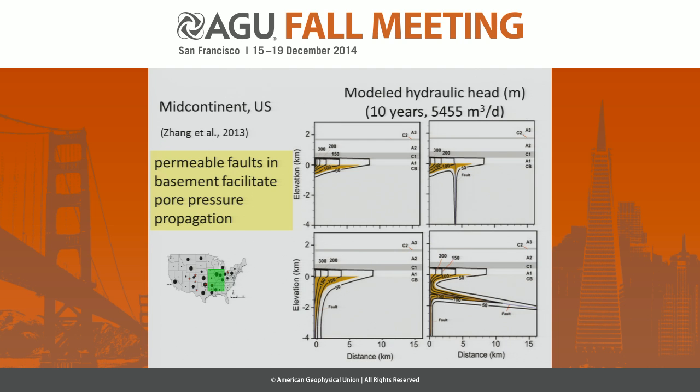One is that these are the vertical profiles of modeled pore pressure, and the brown or yellow regions are the areas of potential failure. These are the basement, and this is a basal aquifer. Two things I want to mention here. One, already mentioned in the previous talk, is that permeable faults in the basement play a significant role in facilitating pore pressure propagation. If you look at these two, without fault and with fault, the fault clearly channels pore pressure diffusion into the normal fault here.